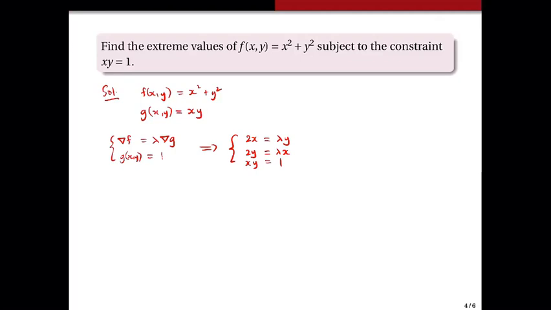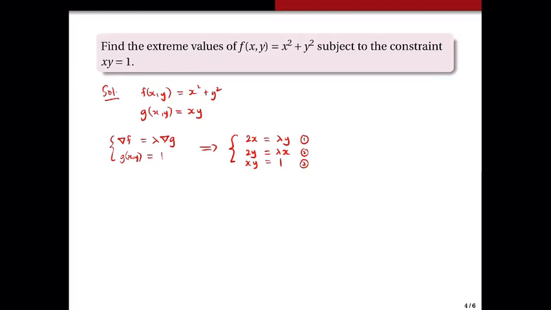Now, let us just solve this. What we can do is write the first equation, second equation, and then third equation in here. For equation 1, we can multiply that by y.